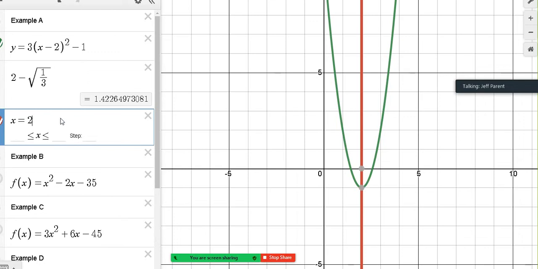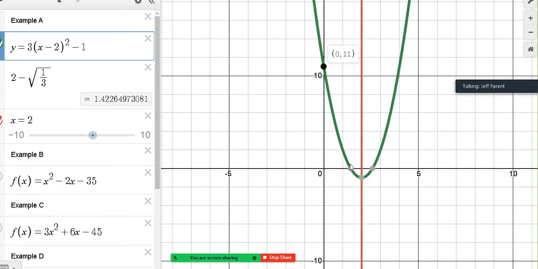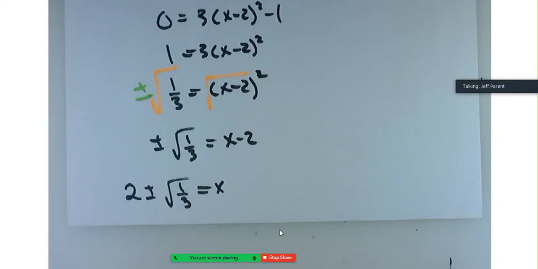So those are the things that I could ask for on an exam. And there's nothing wrong with double checking your work on Desmos. I still would probably want to see some of the work, but there's nothing wrong with making sure that you got it right before you hand that in. So how are we looking on this first one?